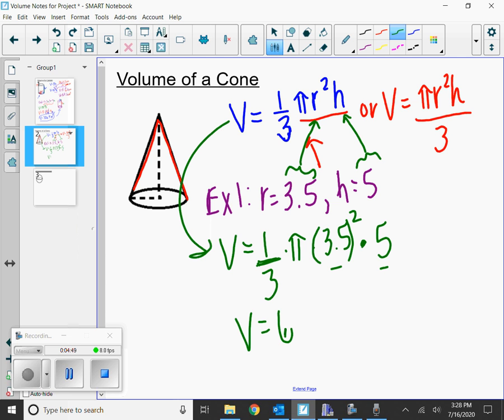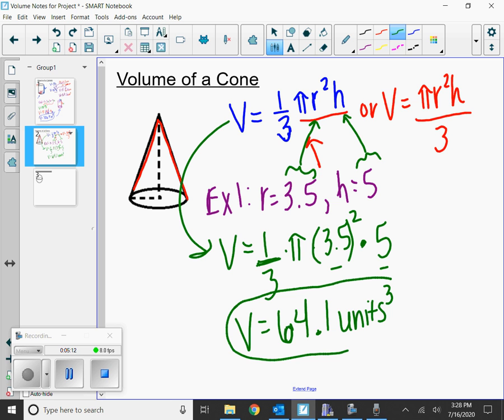Volume is 64.1. There we go. And I didn't give any units on this one, so let's just write it as though we don't know what the units are. Where normally we would put inches cubed or centimeters cubed, we can just say units cubed. This would be considered the volume of our cone.